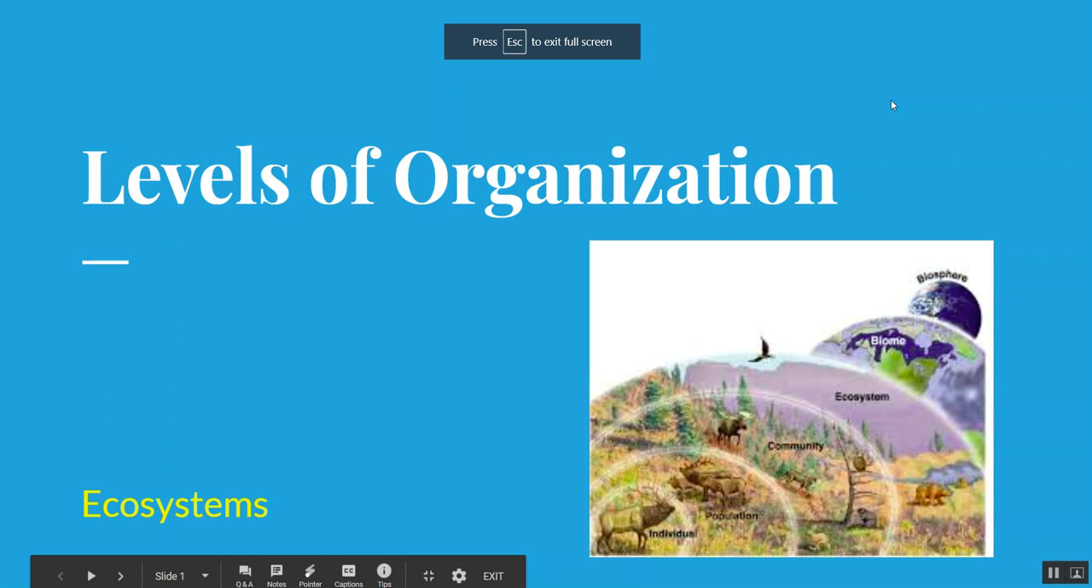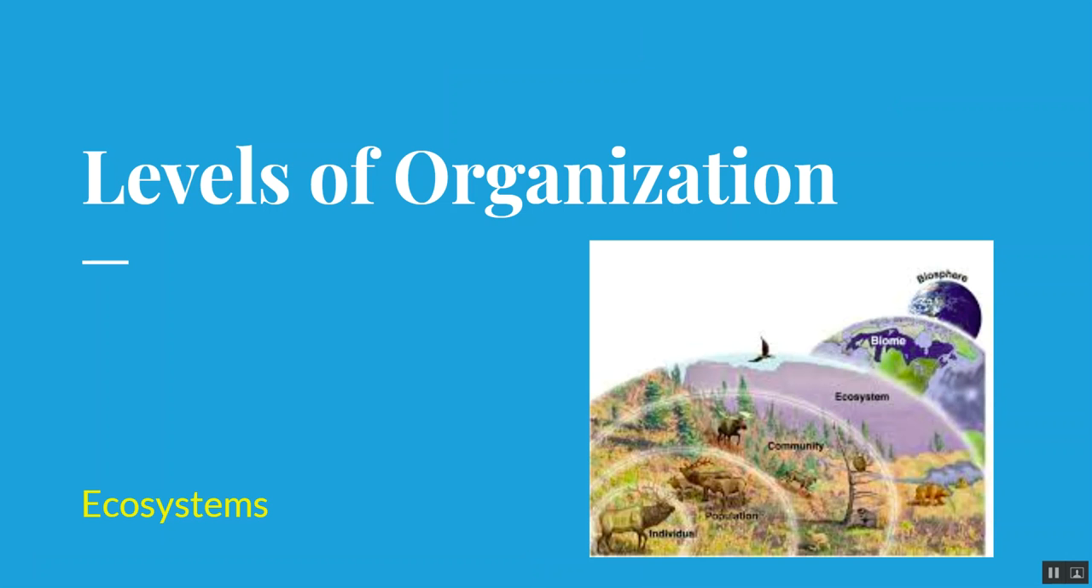Welcome to your notes on the levels of organization. Previously, in your characteristics of life, you talked about how cells made tissues, tissues made organs, organs made systems, and systems made an organism. So here we're going to start with the organism, which is an individual. And then we're going to move into populations, community, ecosystem, biome, and biosphere.